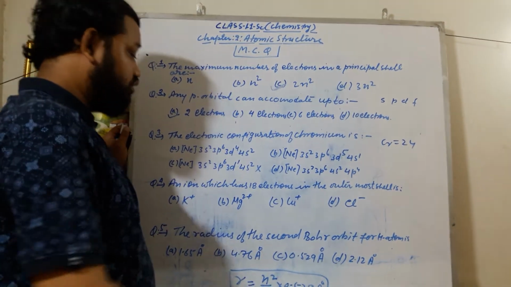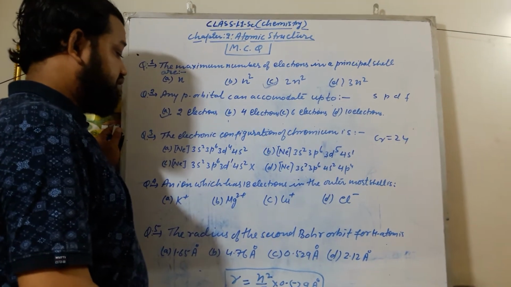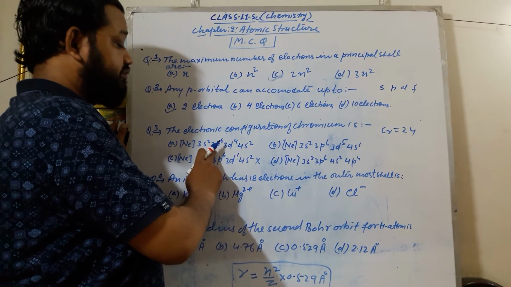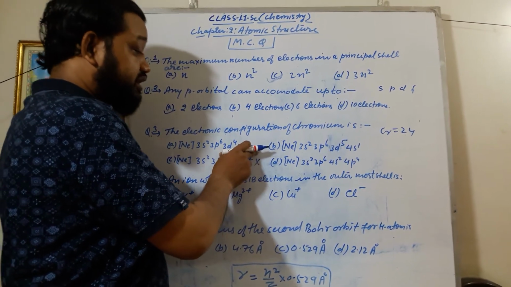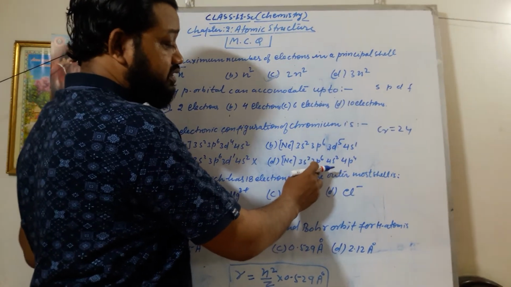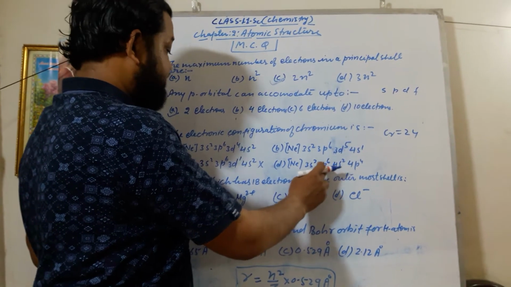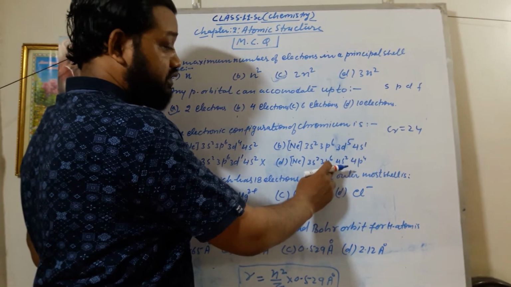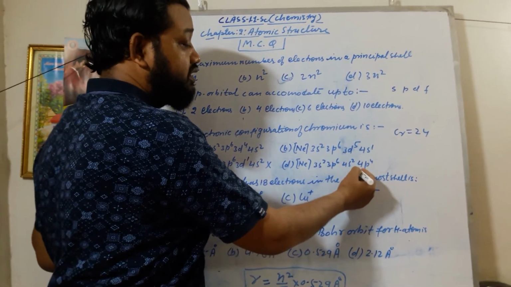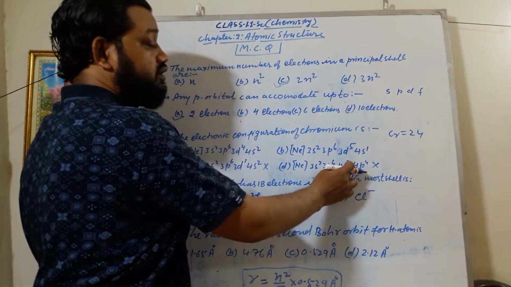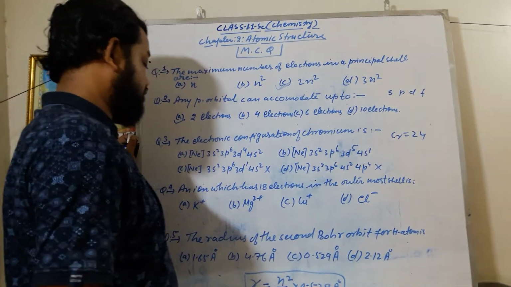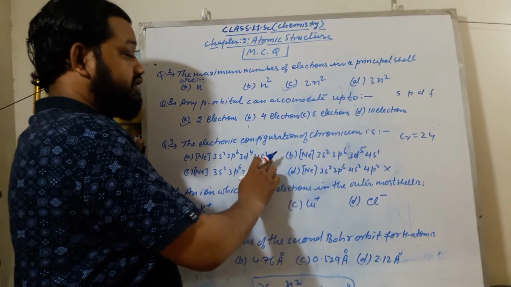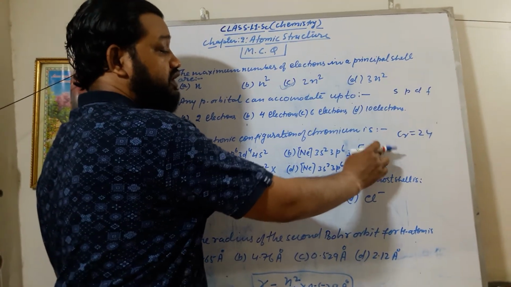Students, now there are 3 options. But what is the order for the electronic configuration after neon? 3s2, 3p6, 3d4, 4s2 may be correct. And 3s2, 3p6, 4s2: after 3p, you should write 3d or 4s. 3d is absent, therefore it will be wrong. Now we have 2 options: 3d4, 4s2 and 3d5, 4s1.